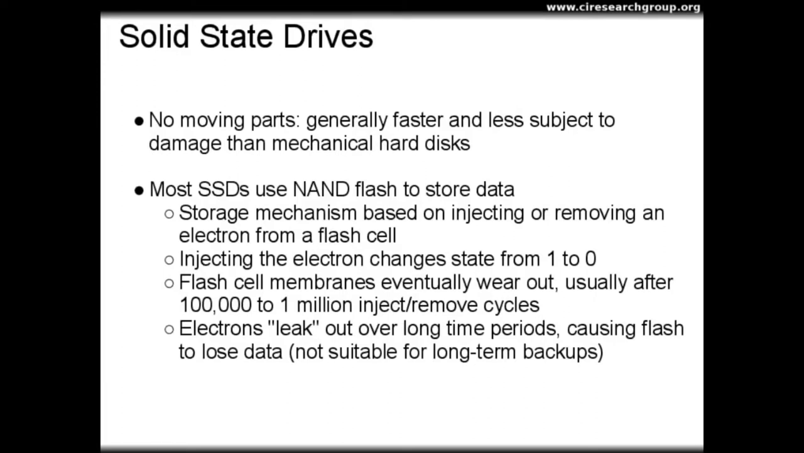Injecting an electron into a flash cell changes its state from 1 to 0, so this is backwards from what one would expect. An empty flash cell actually has a state of 1 instead of 0. The membranes through which this electron is injected and removed eventually wear out, typically after anywhere from 100,000 to a million cycles. Furthermore, the electrons tend to leak out over long time periods of many years, causing flash to lose data, which makes flash-based memory systems unsuitable for long-term backups.